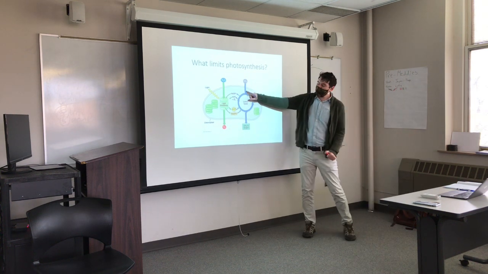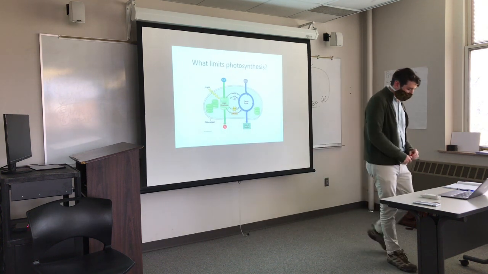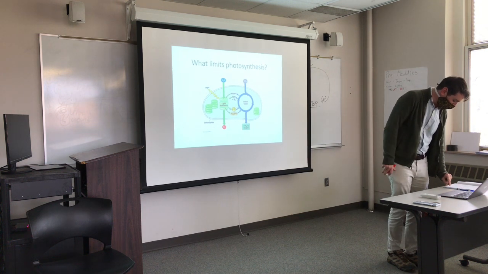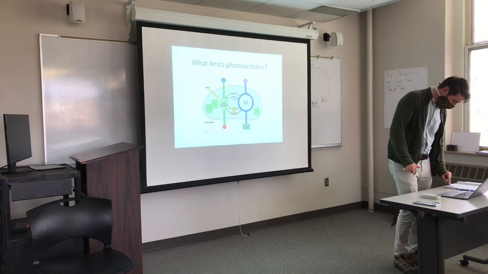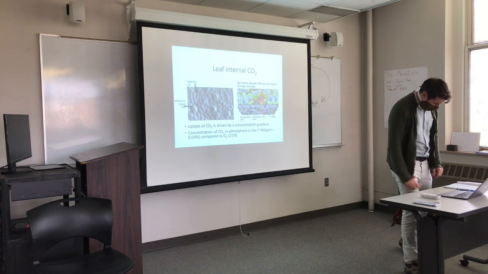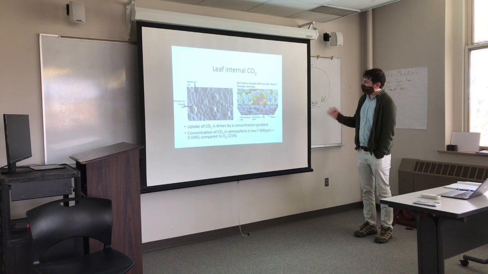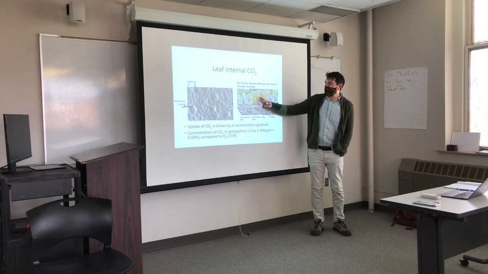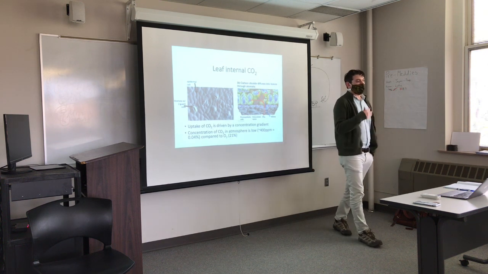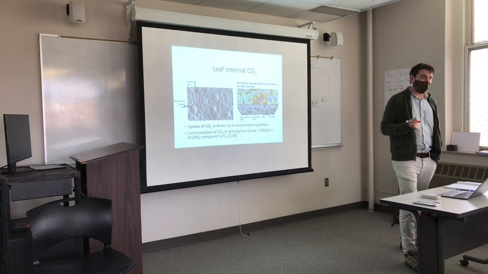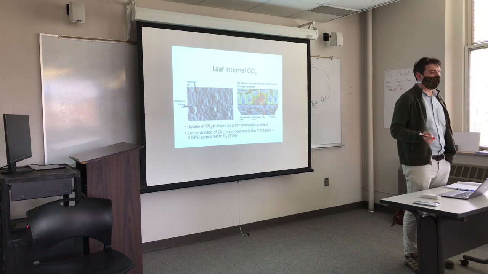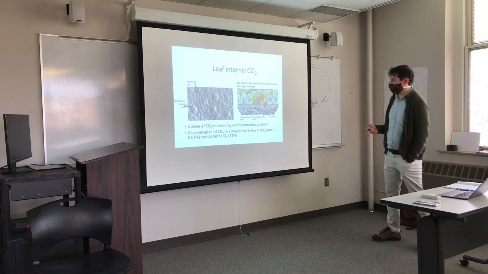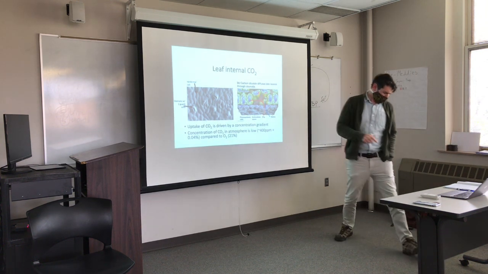The capacity of Rubisco to capture carbon dioxide and go through that metabolism works okay as long as the concentration of CO2 inside the leaf is sufficiently high that it can grab those CO2 molecules and use them in that carbon capture reaction. Let's see.